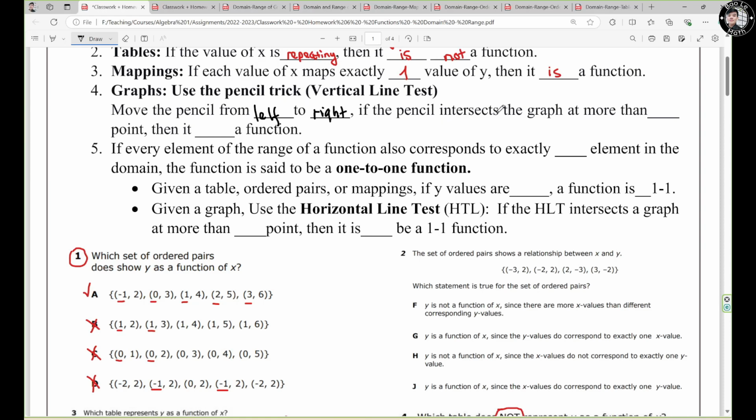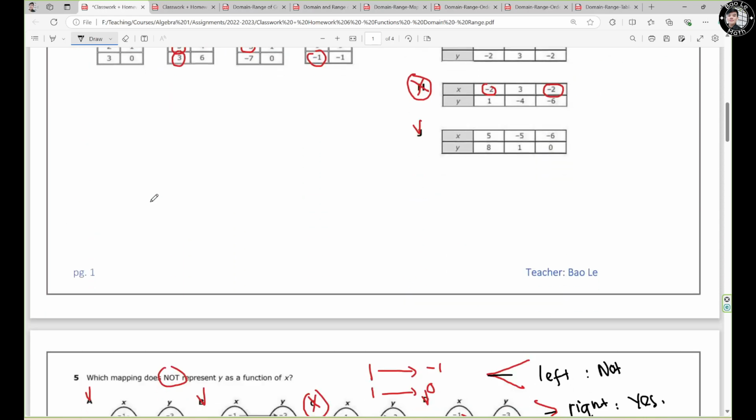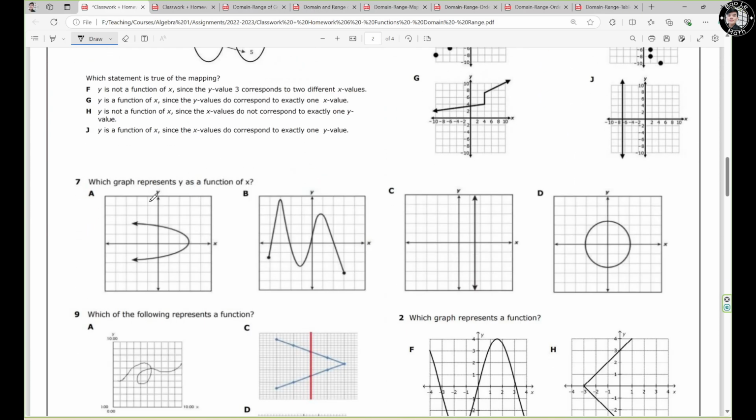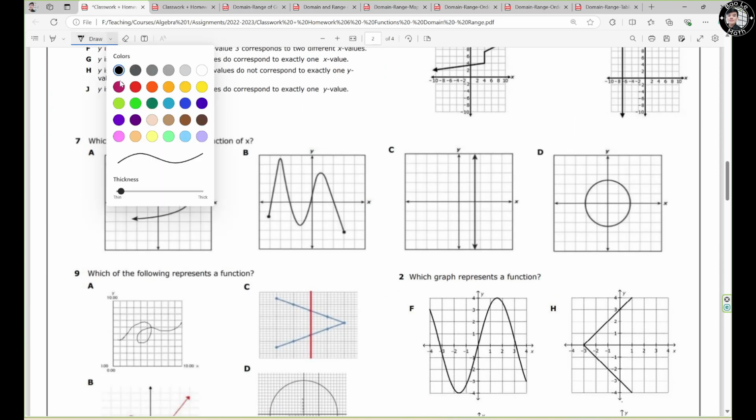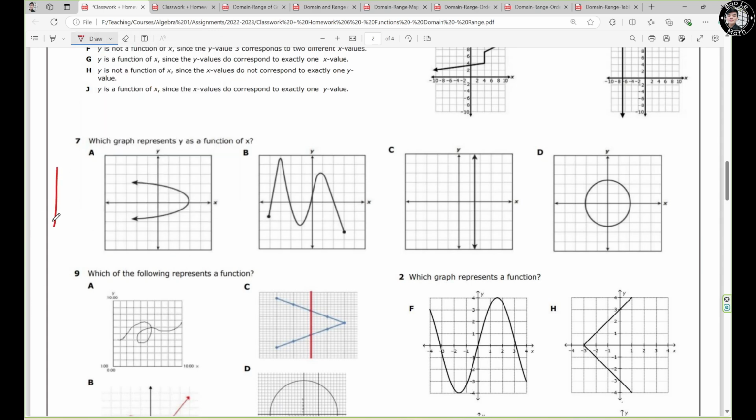If the pencil intersects the graph at more than one point, then it is not a function. Alright. So we're gonna take a look at the graph right here. Suppose here's my pencil. I need to move the pencil from left to right. So I start right here. I see that my pencil intersects the graph at 2 points right here. So this is not a function. This is called the vertical line test.